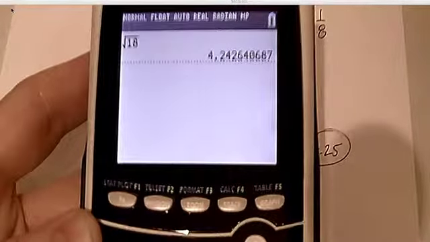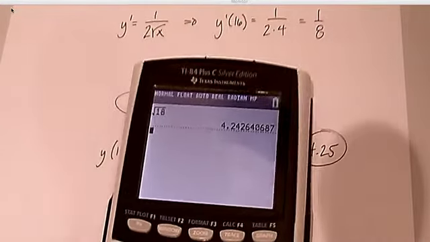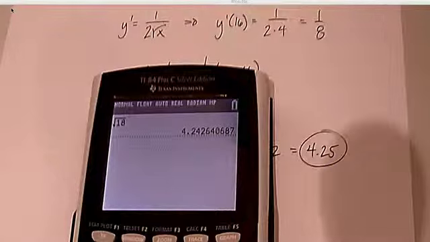4.242 or 243. That's extremely close, okay? It's extremely close to 4 1/4. And so we see that as long as we pick a point sufficiently close to find the tangent line at, then we're going to be okay.